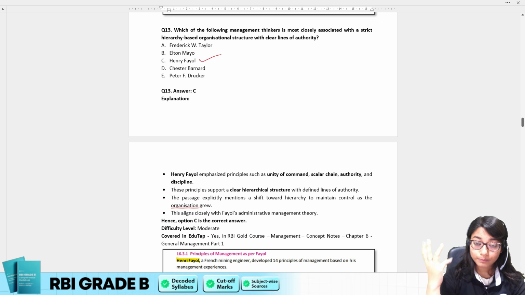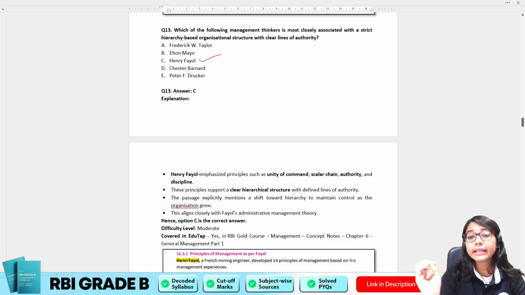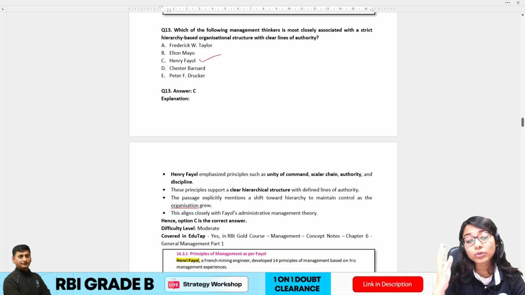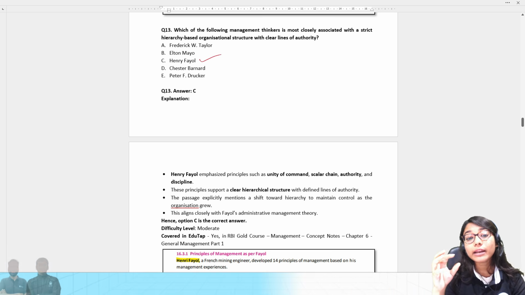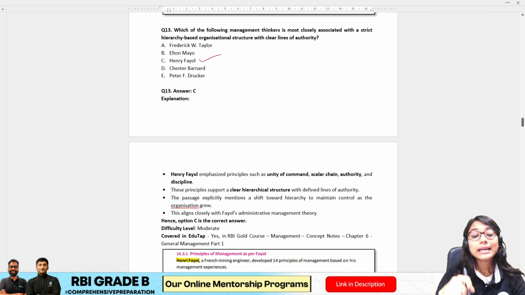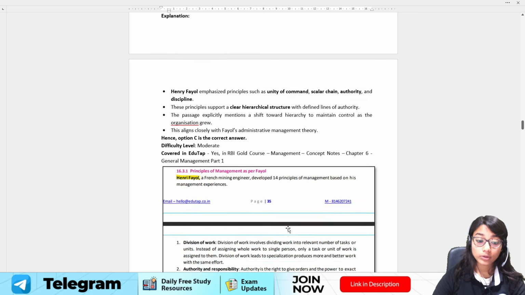there must be a scalar chain followed, there must be proper authority and responsibility, proper discipline. Basically meaning what? Look, scalar chain is that there must be a vertical hierarchy to be followed during communication, and obviously authority is there. Therefore, all of this is nothing but talking about a hierarchy based structure, right? Hence, answer is option C, Henry Fayol.